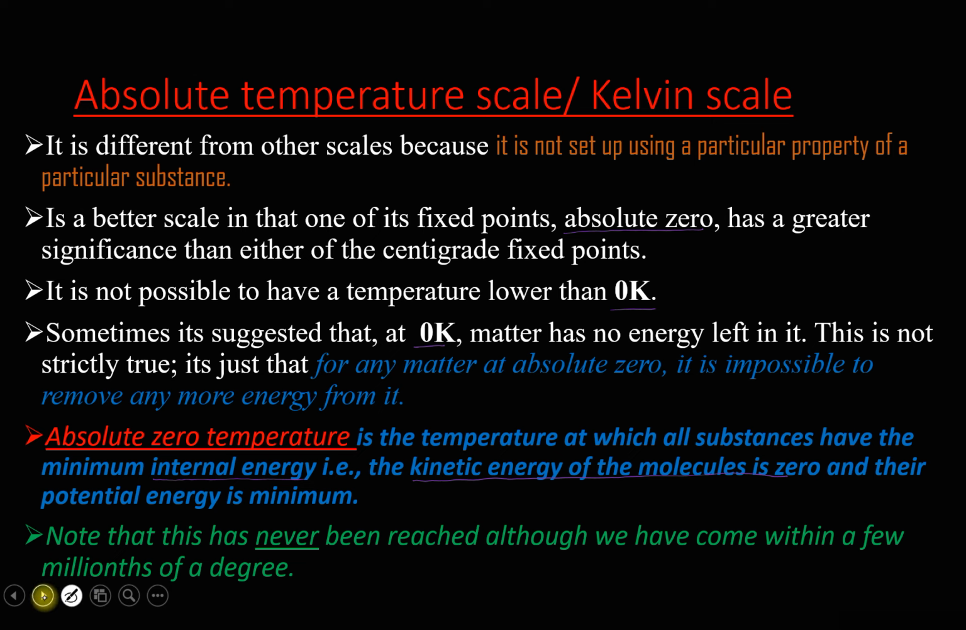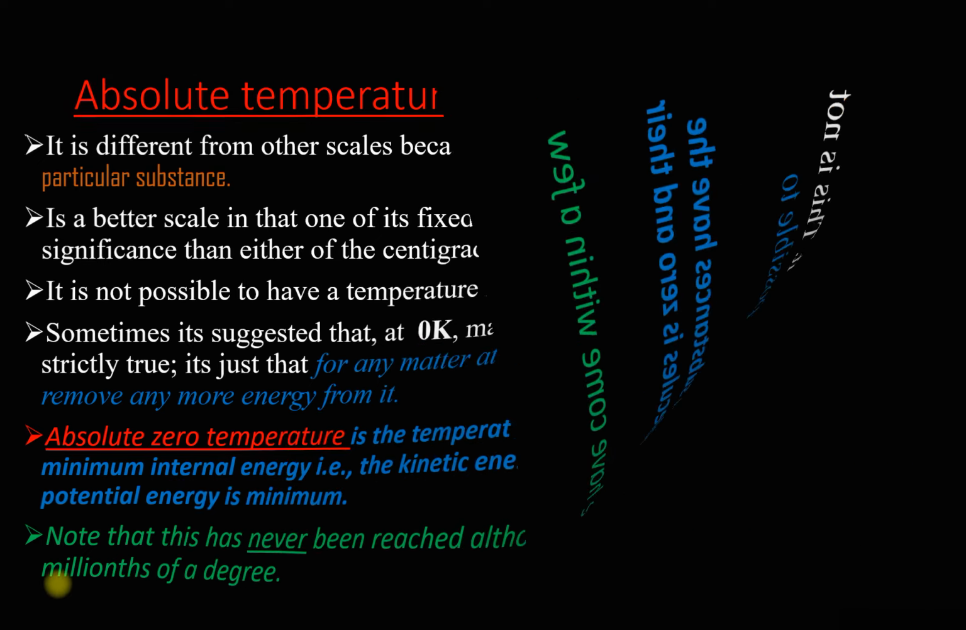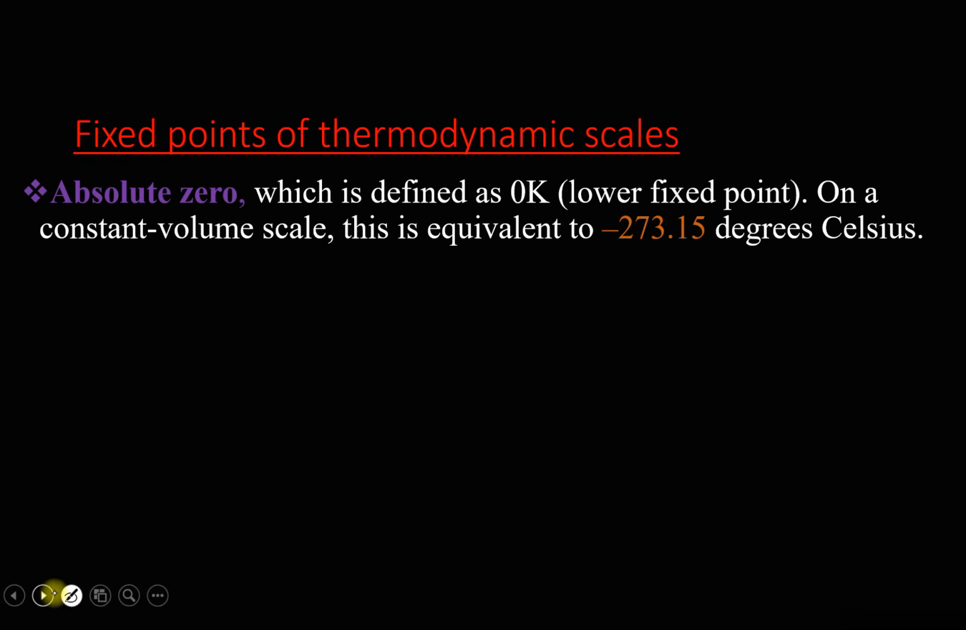So let's try to convert the centigrade scale into the Kelvin scale by just using a simple analogy. One, we need to establish the fixed points of the thermodynamic scale. We mentioned the first one, which is the absolute zero, defined as 0 Kelvin. Absolute zero is 0 Kelvin, so that is considered to be the lowest fixed point. On a constant volume scale, this is equivalent to negative 273.15 degrees Celsius, as we have already seen.